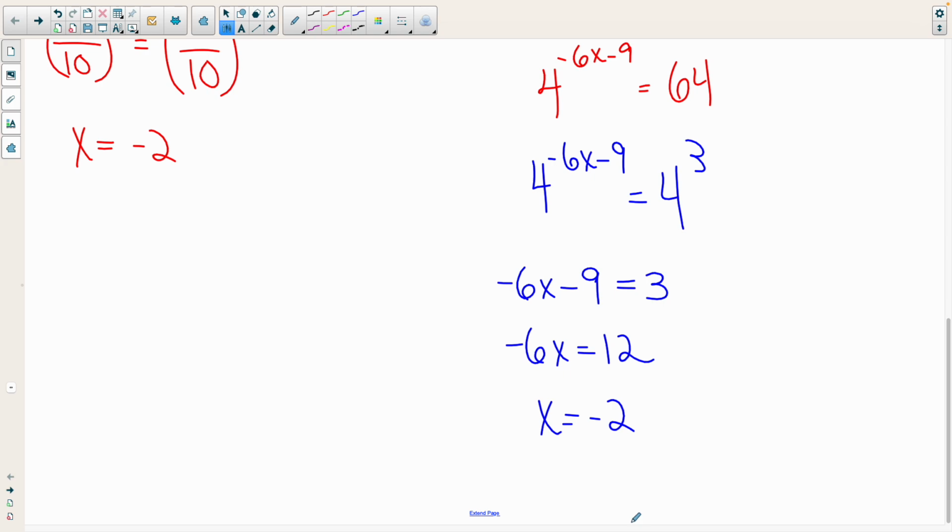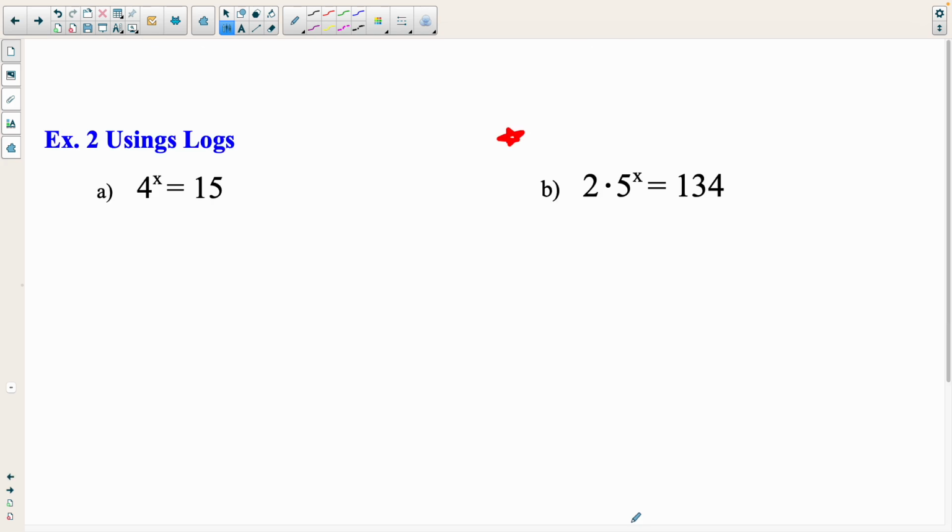Alright, so when you're doing the exponential equations, if you can make one the common base as the other, that's kind of the way that you want to go. But of course, you're going to get problems where you can't make them the same base, right? For letter B, I added in a coefficient here. So just add that coefficient on.